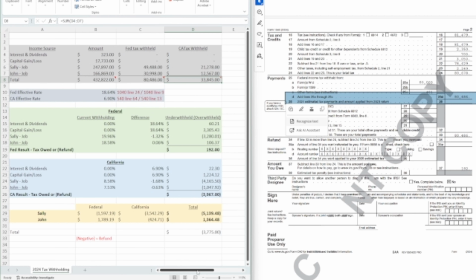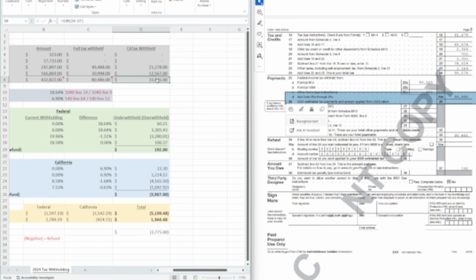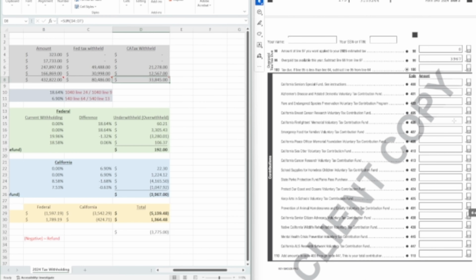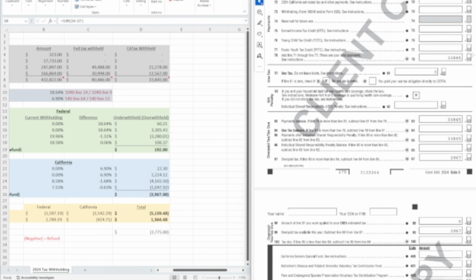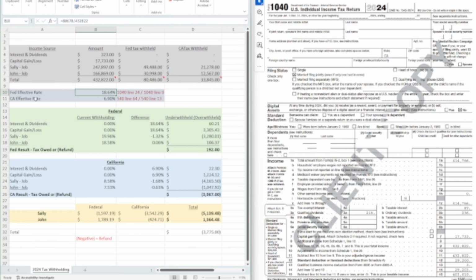We have to double check here, but you'll see I do have a little note there. It should pop up there. 540 line 78. So if we go to the 540 line 78, there it is. Wham. They match. The next thing you're going to want to do is get the effective tax rate, right?